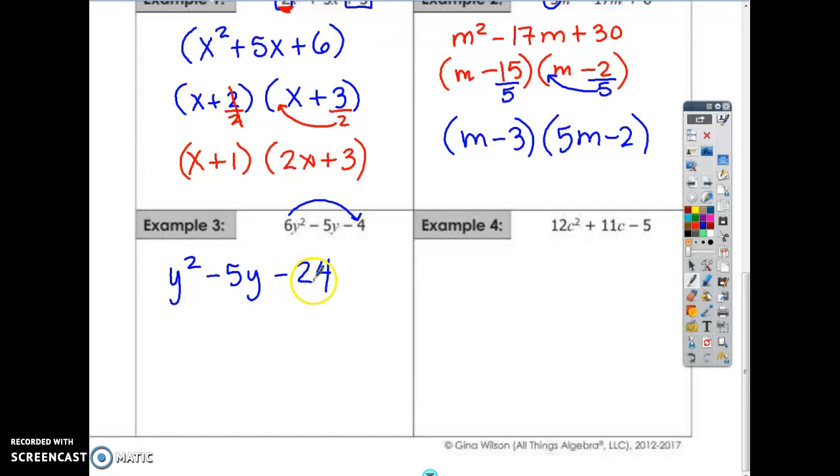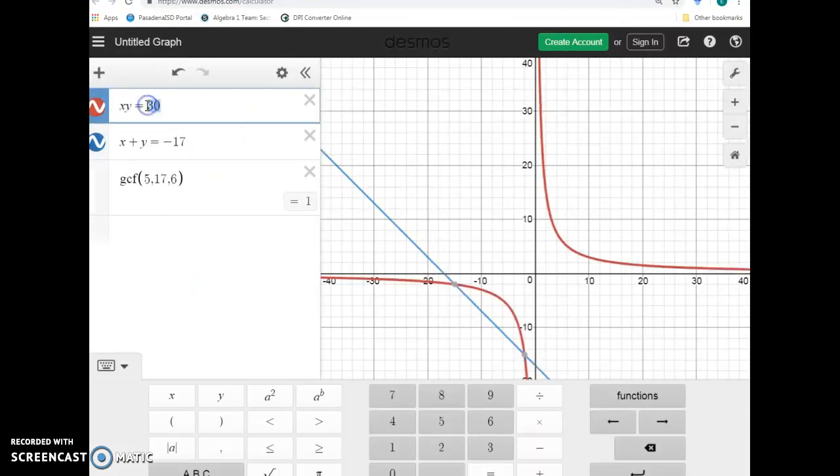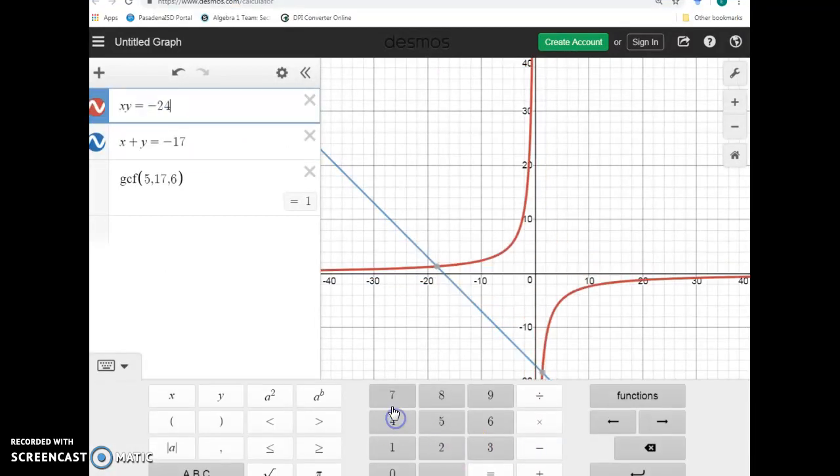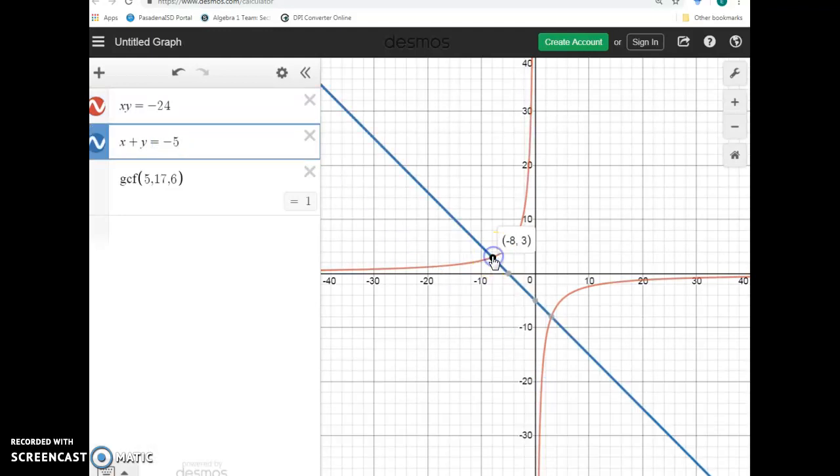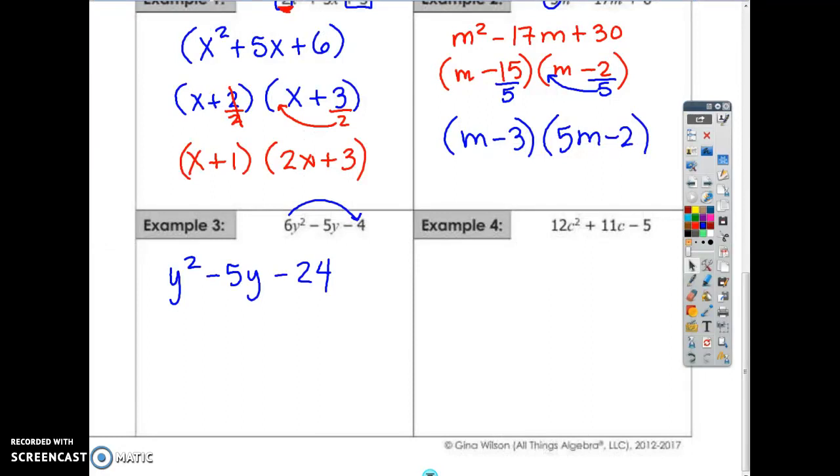Type these in decimals. The negative 24 goes first. The negative 5 goes second. Okay, two numbers that multiply and give me a negative 24, that would be negative 8 and 3. Two numbers that add and give me a negative 5, those are it. Okay, the bigger number has the negative 5. So I'm going to write down negative 8 and positive 3.